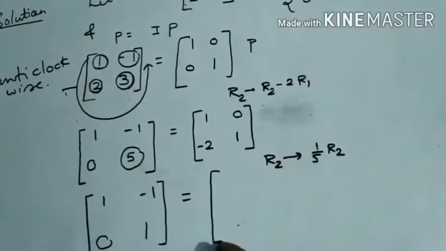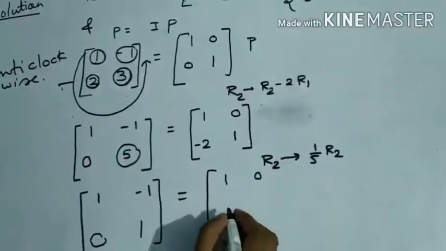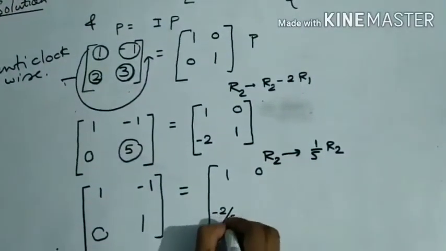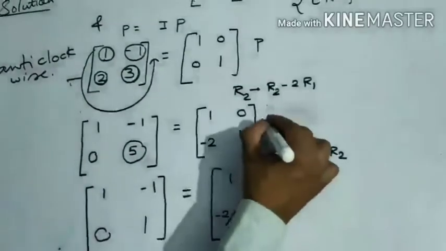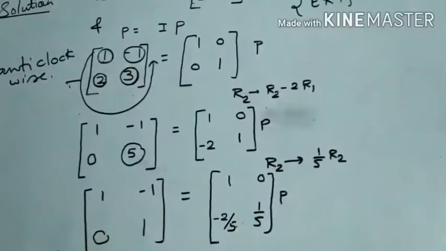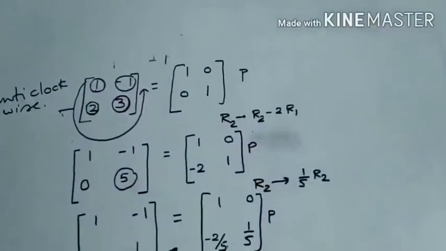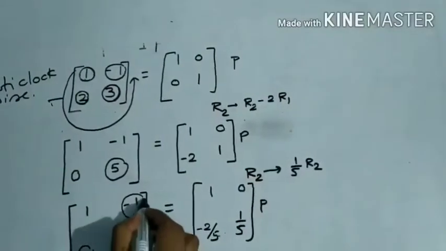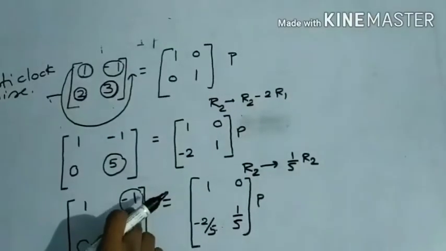Here also you have to apply the same. 1 0, there is no change. But here when you divide by 5, this becomes minus 2 by 5, and here this becomes 1 by 5. And here this is the matrix P, and here also this is the P. After that you have to see, now this is 1. After that here minus 1 is given. Now again this element should be what? 0, for making the identity matrix.